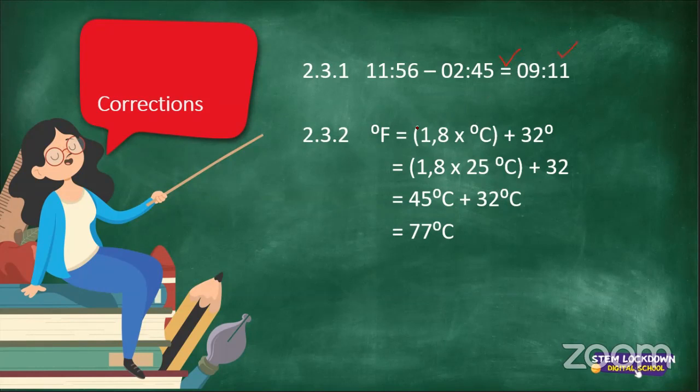For the second one, we're converting degrees Celsius, which is 25 degrees, to degrees Fahrenheit. We all make this mistake, so make sure that you don't write the incorrect units. In this case, I'll give you a mark for correct substitution: 25 degrees Celsius must go there. Simplify, then your answer is 25 degrees Fahrenheit. Make sure that this is an F, for you to get full marks.